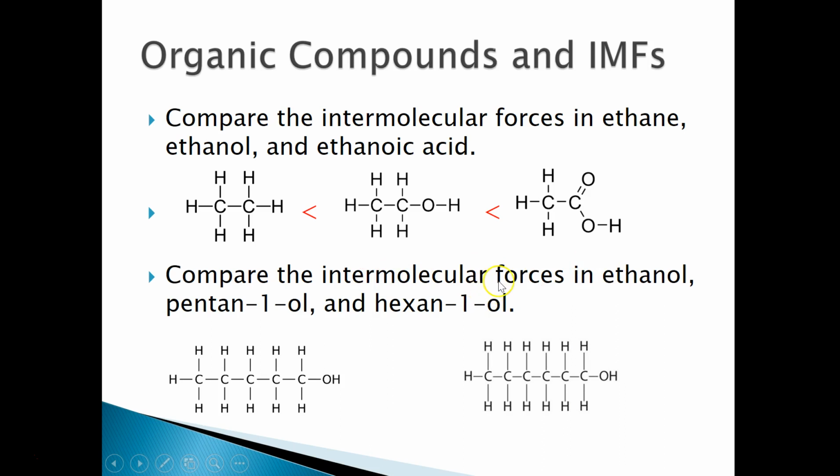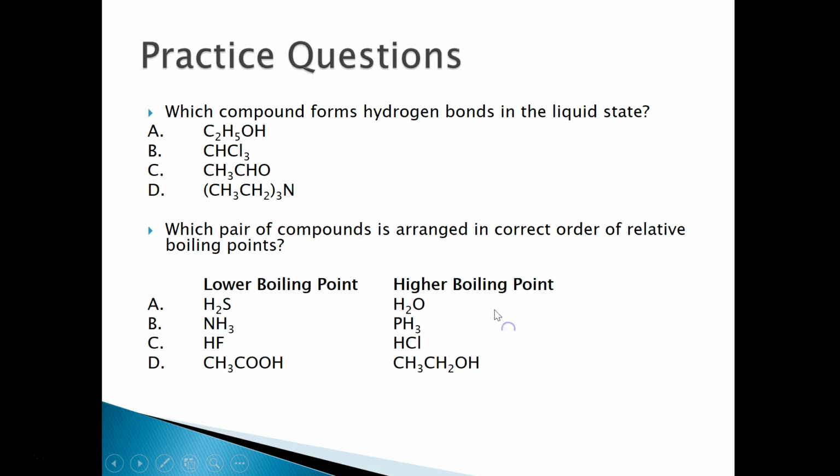And if we compare the intermolecular forces in ethanol, pentanol, and hexan-1-ol, oops, I actually left ethanol off my animated PowerPoint, but you know what it looks like. It's right up here. Right? Now, all three of these alcohols have a hydroxyl group at the end of the molecule, but as we increase the length of the chain, we actually are increasing the total amount of London dispersion forces between those molecules. So again, you will see the boiling point increase as the molecules get larger and larger.